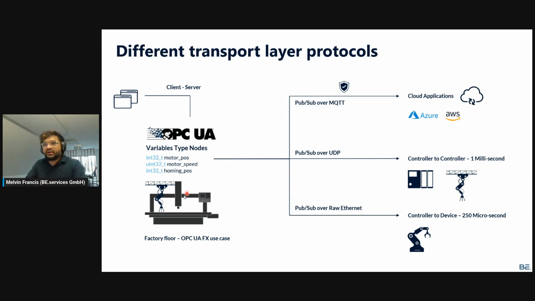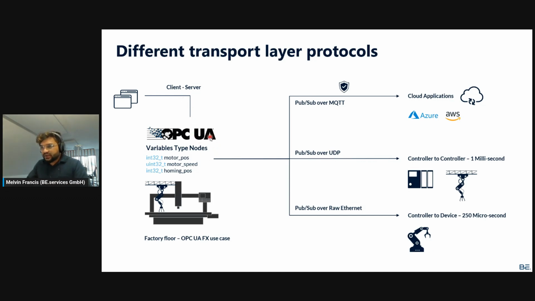And for example, imagine there is a device like a factory floor device with a robotic arm and a controller. Imagine motor position, motor speed, and a homing position are the three variables available here. I think most of you would have had experience accessing it using a client, coming into the server, and either reading, writing, monitoring these variables, or even subscribing to them so that you continuously monitor and visualize them.